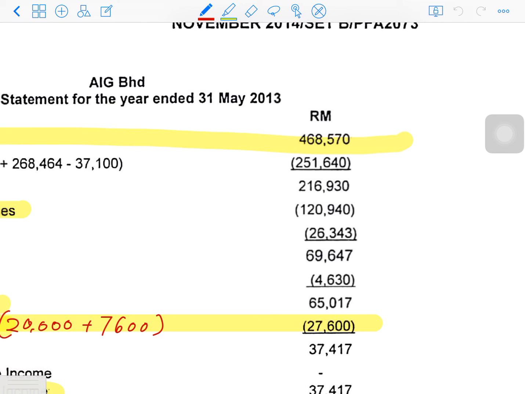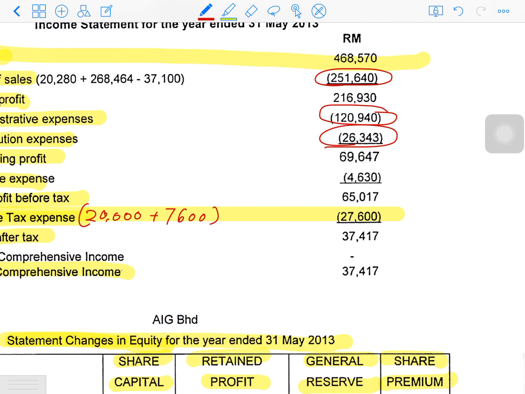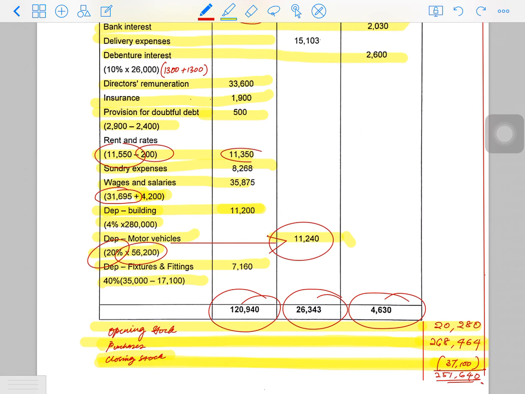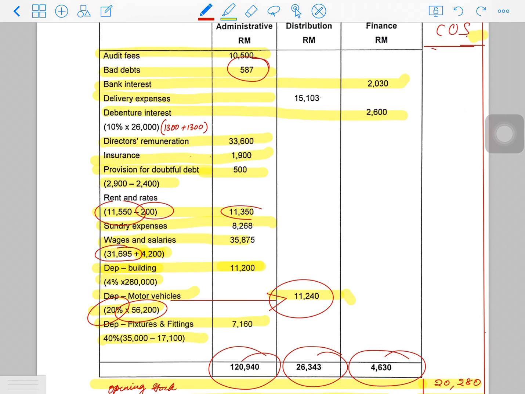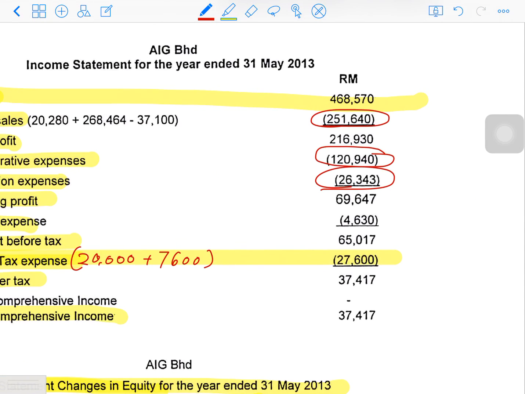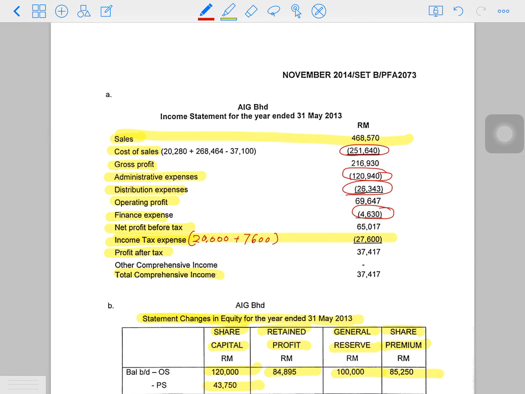Administrative expense, kita dapat kat sini lah. Total 120, and 26,343 is for distribution. Next kita ada selling and distribution. Finance 4,630 finance cost. Then you can calculate you get net profit before tax. Okay. And less tax, you get total comprehensive income.